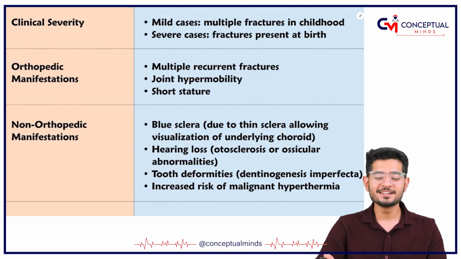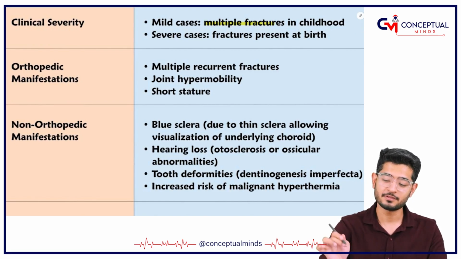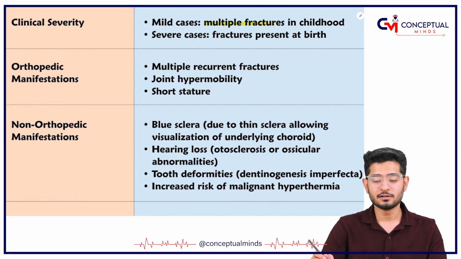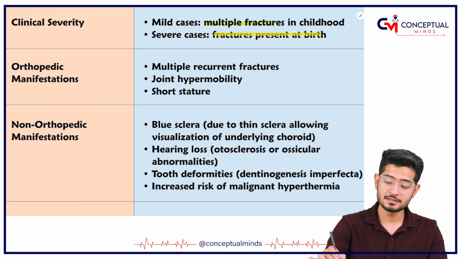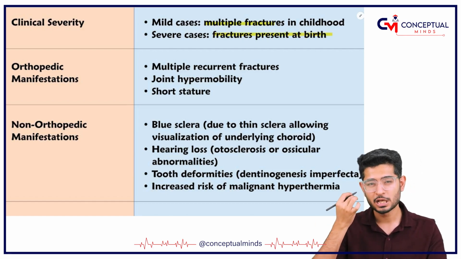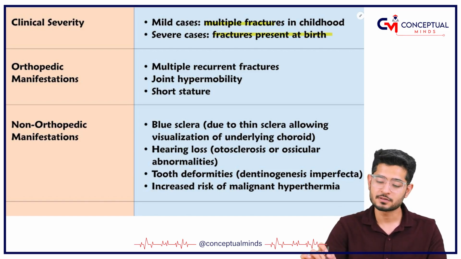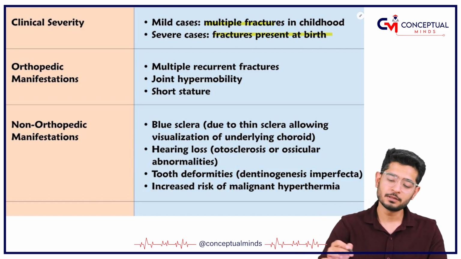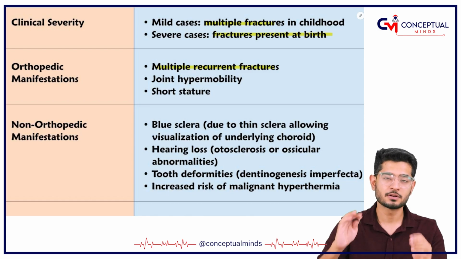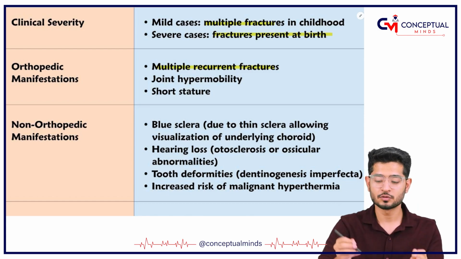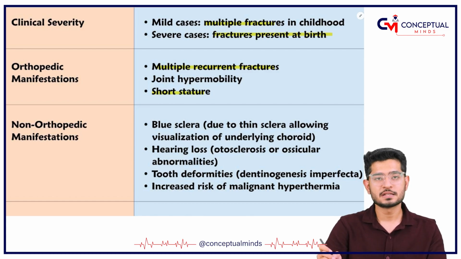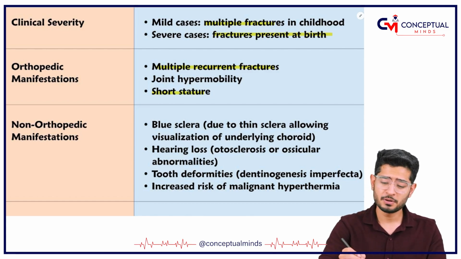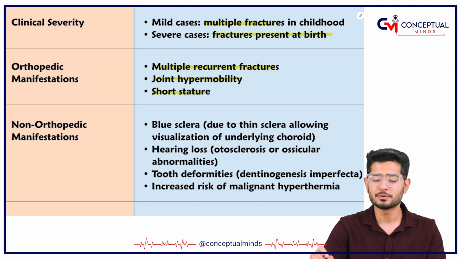So what is the clinical severity? In mild cases you will have multiple fractures, and in severe cases you will have fractures since birth. Even the newborn child is going to have multiple fractures. Multiple recurrent fractures occur because of the bowing of the bone. The child is going to have short stature, and the joints will not have strength, so joints will have hypermobility.